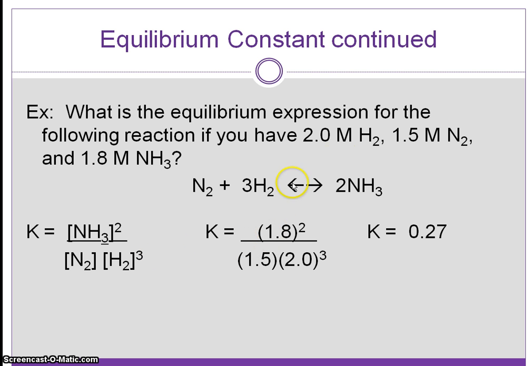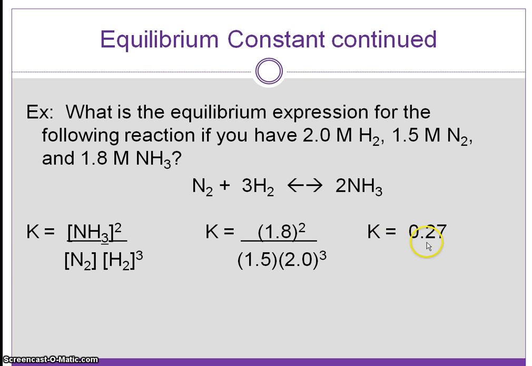In this question, they gave you the concentrations of each of these components. So once you have your fraction set up, you just plug in the numbers that you're given. So 1.8 for NH3, that's why I plugged that in here. 2 is for H2, so plug that in here, and 1.5 is for N2. And don't forget to keep those exponents on there.